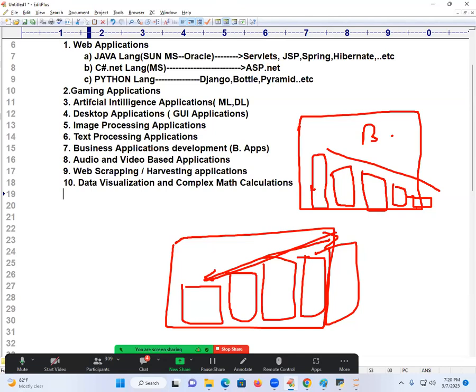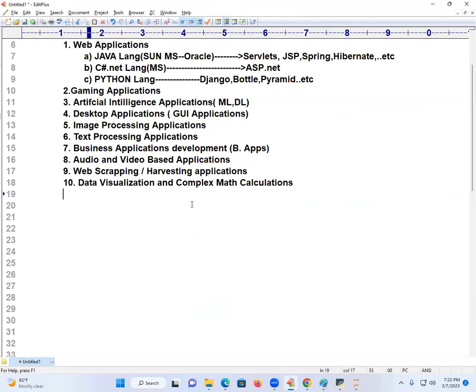Flipkart, how will they analyze that they are in profits? How will they analyze that LinkedIn is in profits? They have analysis models. Which one is most useful for them? Data visualization is important. Are you getting, students? And complex mathematical calculations.